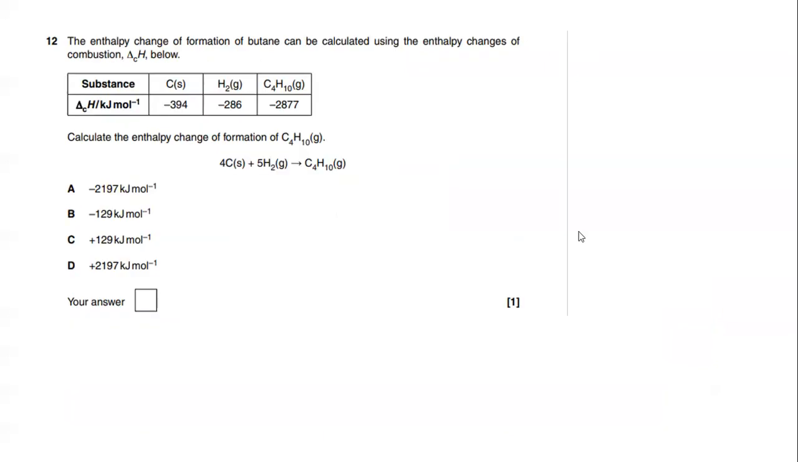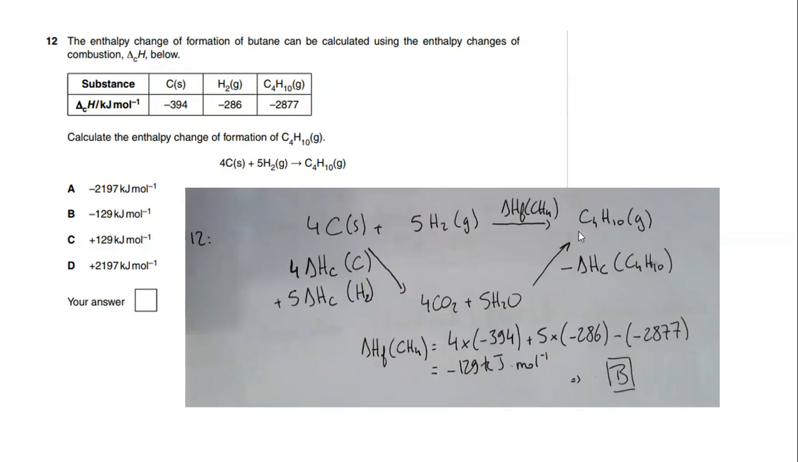Number 12. The enthalpy change of formation of butane can be calculated using the enthalpy changes of combustion. So remember, combustion is the reaction of 1 mole of a substance with plenty of oxygen. So in that case, our intermediates are going to be CO2 and H2O. To go from our reactants to the intermediate, you're going to combust 4 atoms of carbon and 5 molecules of hydrogen. And then to go from the intermediate to your final product, you're going to decombust C4H10.